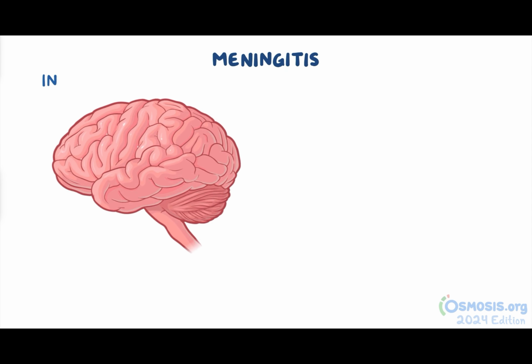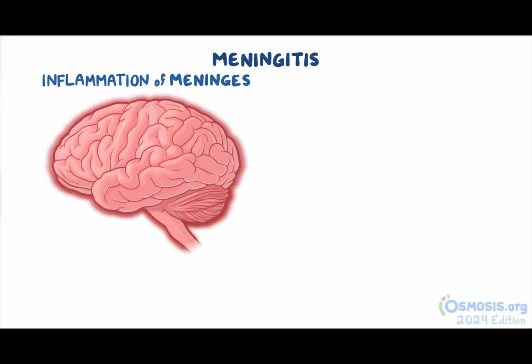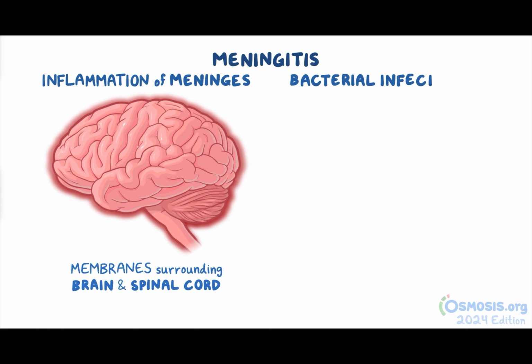Meningitis refers to the inflammation of the meninges, which are protective membranes that surround the brain and spinal cord. Meningitis commonly occurs as a result of bacterial infection.